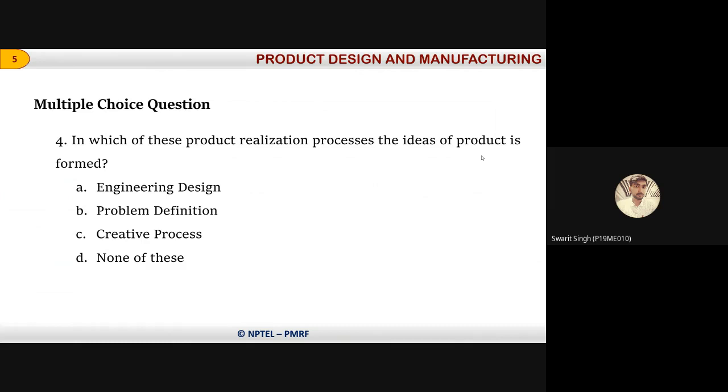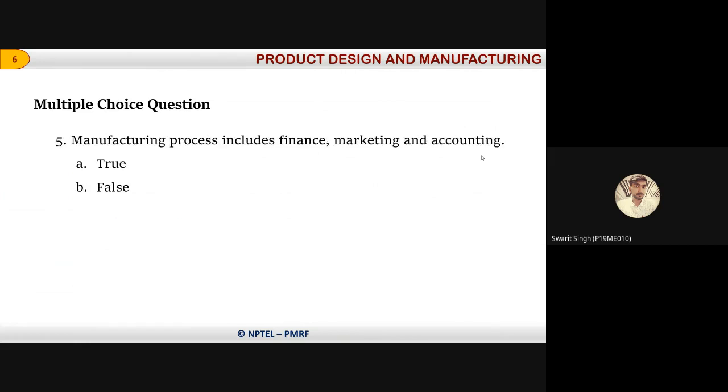In which of the product realization processes are the ideas of the product formed? Sir, maybe B, problem definition would be the first one to generate the idea: what is the problem, for which we have to make the countermeasure. Yes, you're right. Next: manufacturing process includes marketing, accounting.